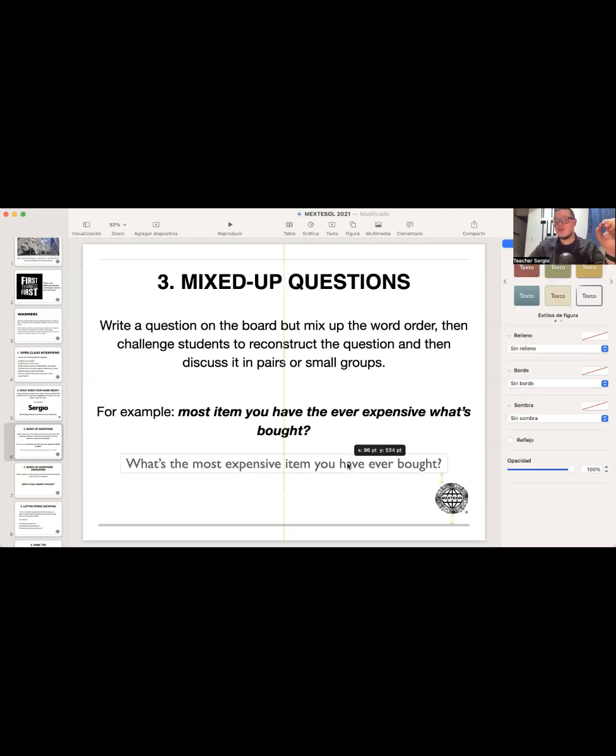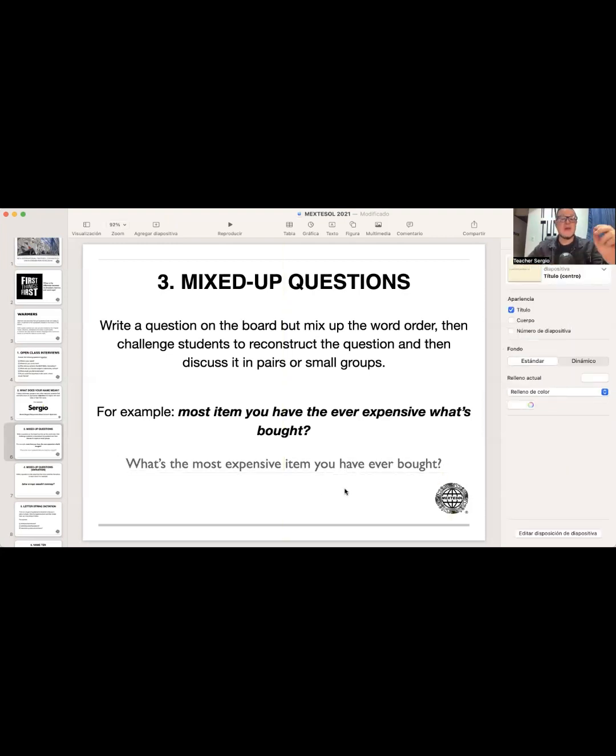And once your students figure it out, what they have to do now is discuss it in pairs, in trios, in groups. And the intention is again, first thing, they have to sort out the question. And number two, they have to practice. And as simple as that, we are talking about a warmer.